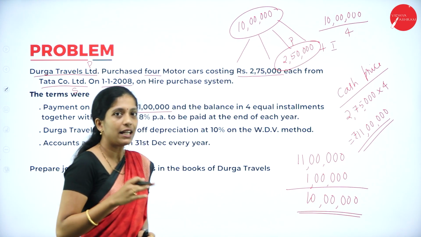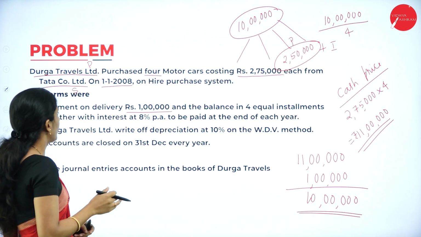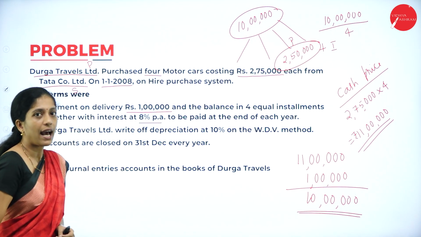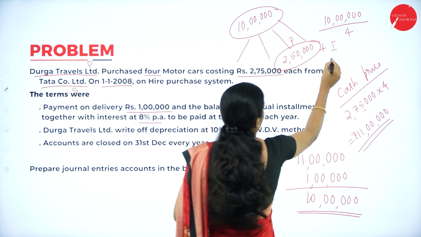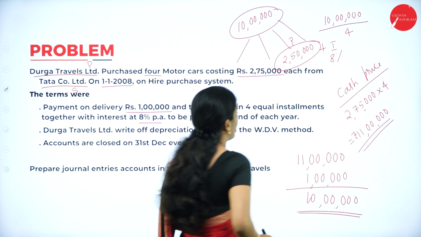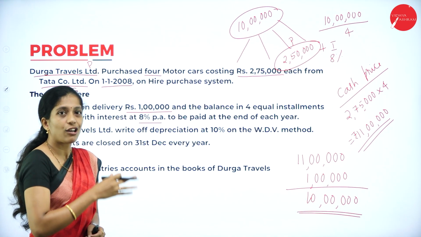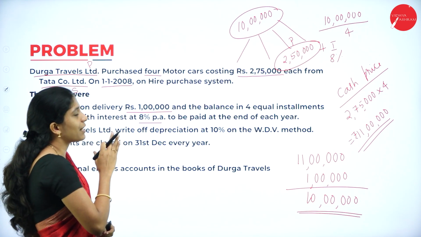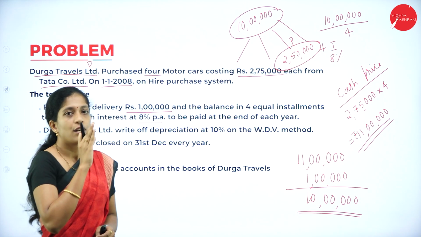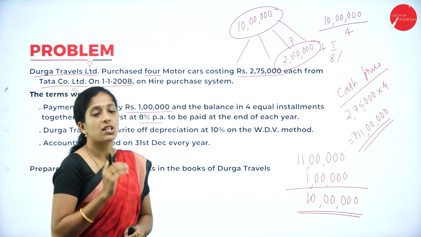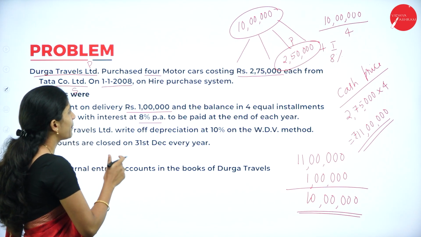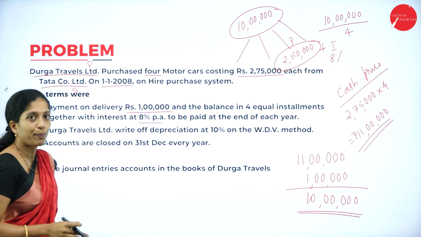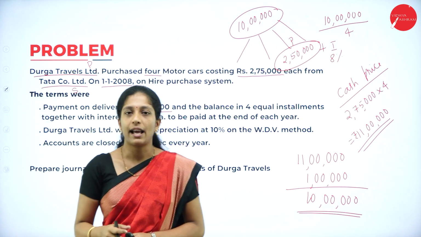Let us see what the interest is. So in 4 equal installments together with interest at 8% per annum. So interest is how much? 8% per annum. So 2,50,000 plus interest is the installment. So 2,50,000 is just the principal amount. So principal plus interest is the installment to be paid at the end of each year. So for 4 years they have to pay this installment amount.